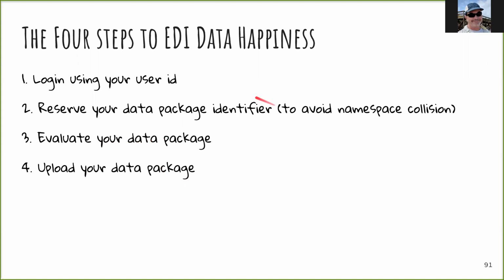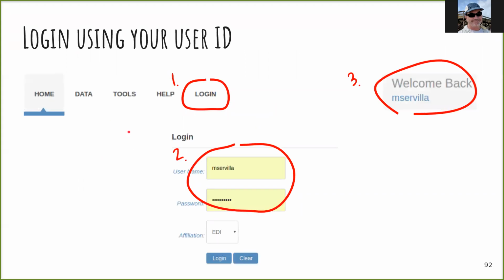So let me go through a couple of screen captures for each one of these 4 steps. The user login is again straightforward. We have in our header on our data portal, and both portals support this, but this is all from the EDI Data Portal, a login button. You click on the login, and it gives you the typical login prompt, with a form field for your username and your password, and there are 2 affiliations right now, EDI or LTER. Once you log in, you'll see the typical welcome back, M. Servilla right there, and actually on all the pages, you'll see who is currently logged into the system.